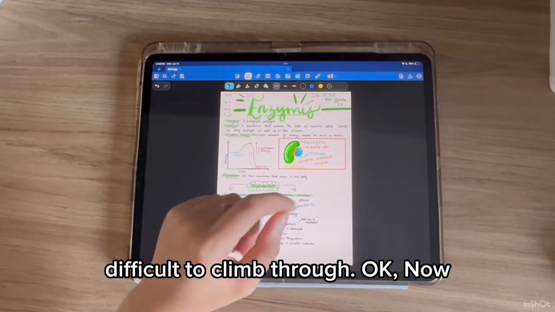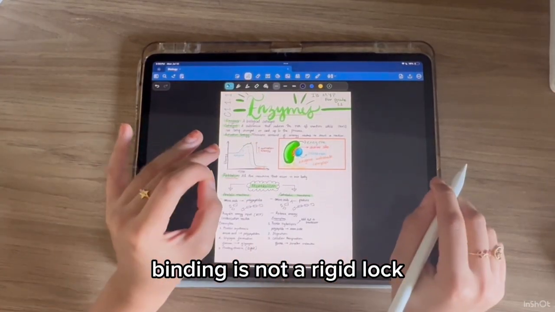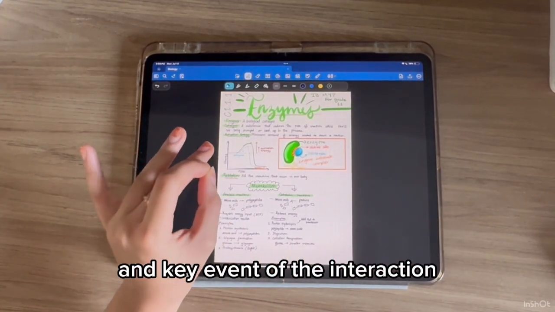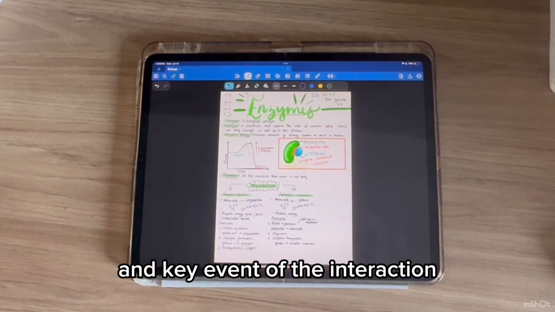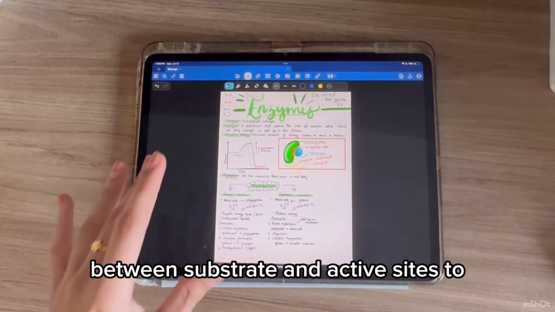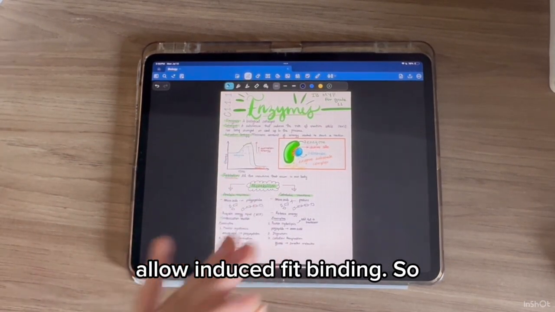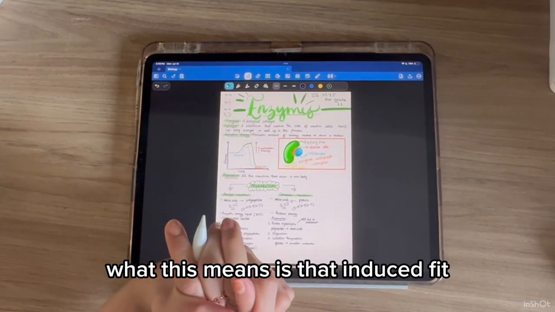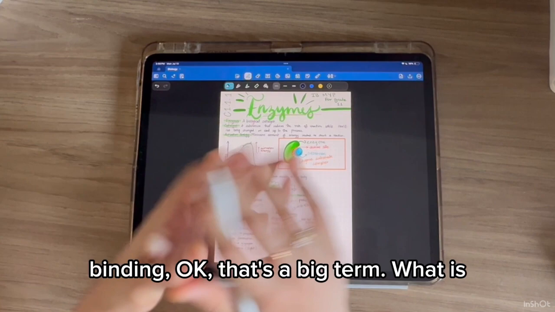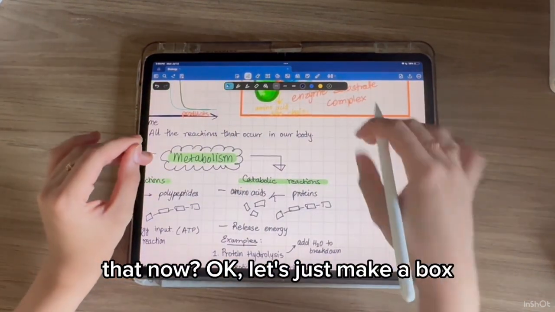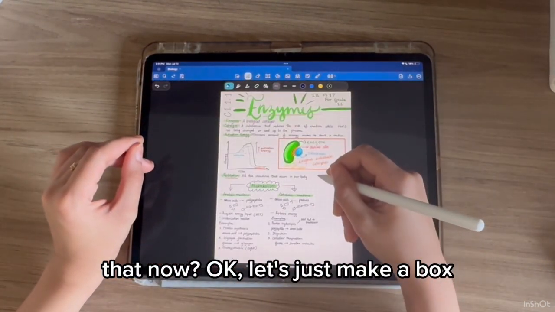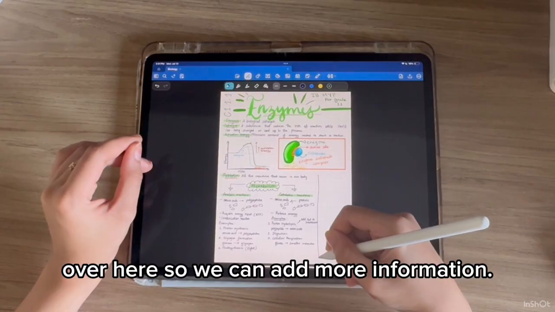Okay, now binding is not a rigid lock and key event. It's the interaction between substrate and active site to allow induced-fit binding. So what this means is that induced-fit binding, okay, that's a big term. What is that now? Okay, let's just make a box over here so we can add more information.